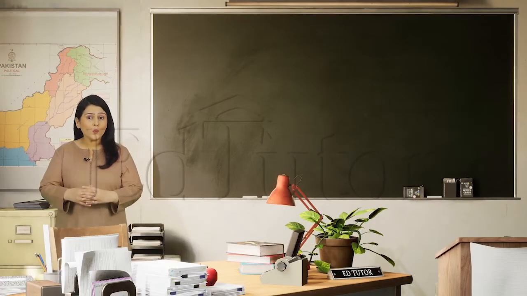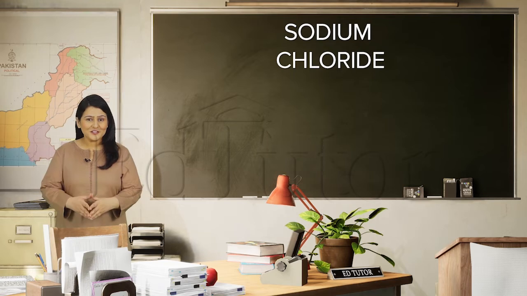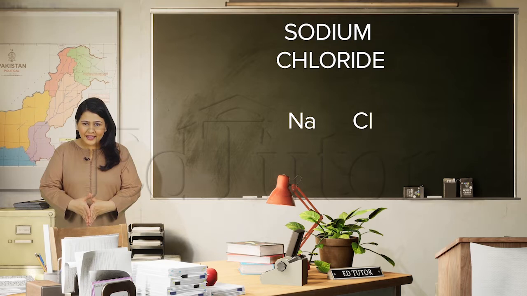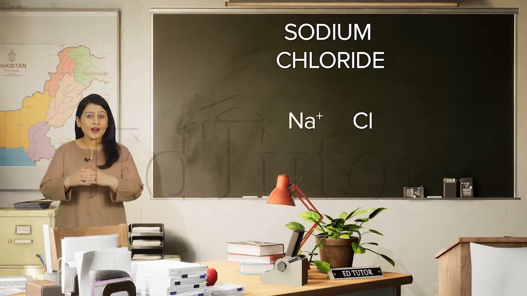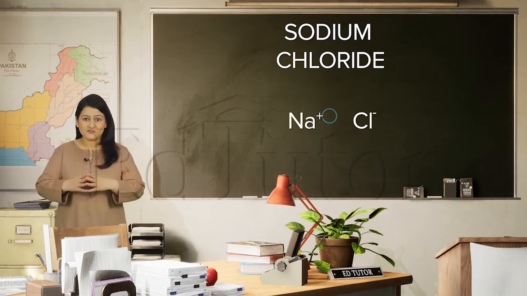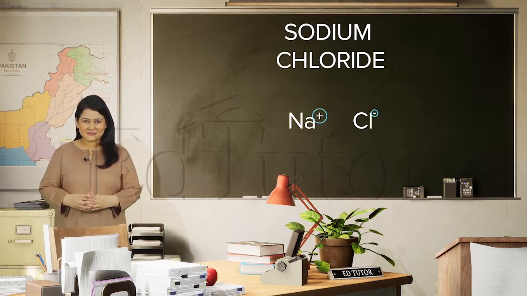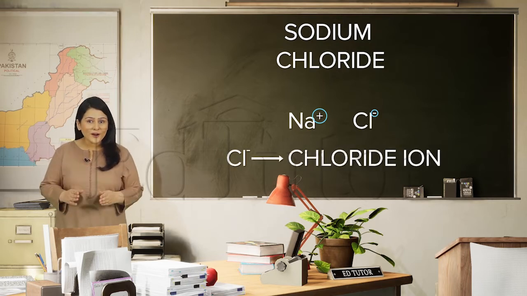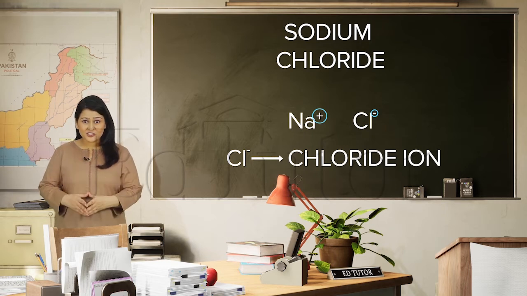For example, compound 1 is sodium chloride. So first, I will write the symbol of sodium, Na, and then on its right side, I will write the symbol of chlorine, Cl. Then, by placing a positive charge on top right of sodium, Na, and a negative charge on top right of chlorine, Cl, I will maintain their valency value as positive 1 and negative 1 respectively. Did you know chlorine in an ion form is called chloride because it is negatively charged?